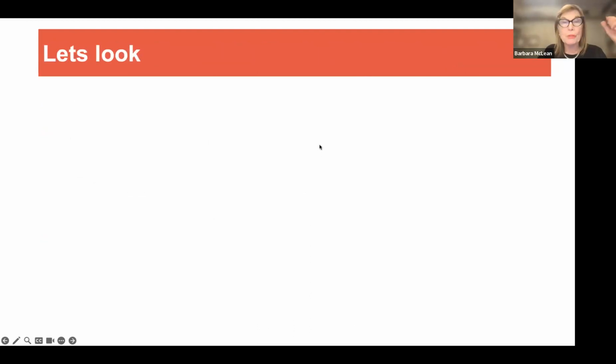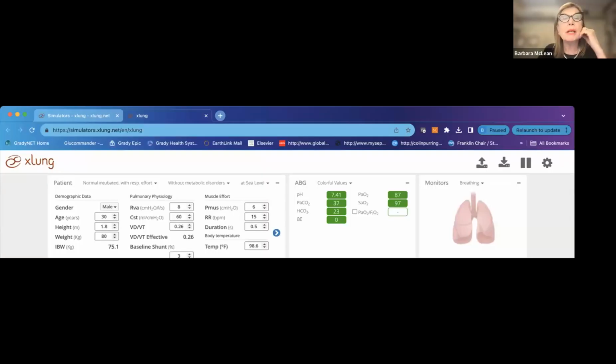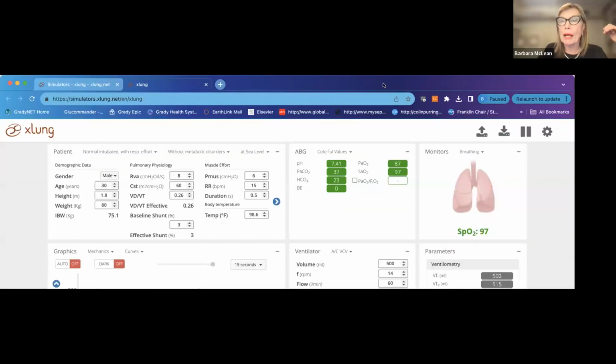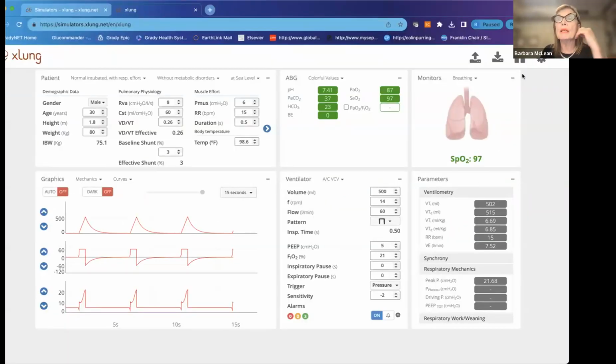So what we're going to do is take a quick look at this. I'm going to stop sharing here, and then start sharing on my simulator. On my simulator, what you're going to see is this visual, and this should be an ongoing, live visual.